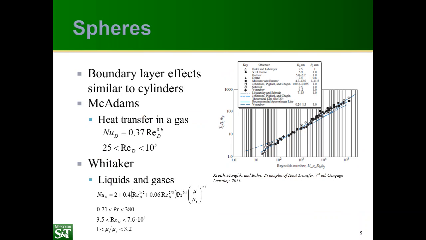We can also look at spheres. Now, the boundary layer effects on a sphere are very similar to those on a cylinder. So for McAdams, where you have heat transfer in a gas, you can use the correlation given here for a pretty wide range of Reynolds numbers, and it's actually almost independent of Prandtl number. If you have liquids or gases, you want to use something closer to the Whitaker equation, where there's some Prandtl number dependence, and you also see there's a relationship here between the free stream value and the surface value that needs to be accounted for in the viscosity ratio.